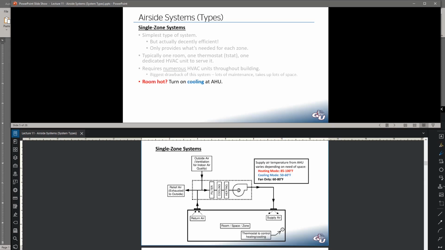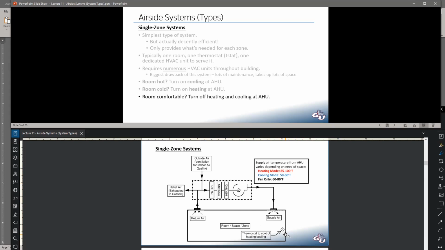Pretty simple system. Is your room hot? You're going to turn on your cooling coil and provide 50 to 60 degree air out into the room, where it gets sucked back in, and then you just have this cycle that we talked about last time. Is your room cold? You turn on the heating coil and blow 85 to 100 degree air into the room until the thermostat says we're happy, we're comfortable.